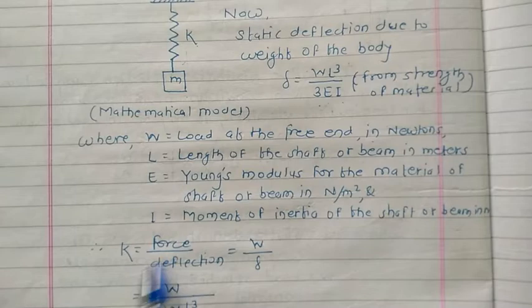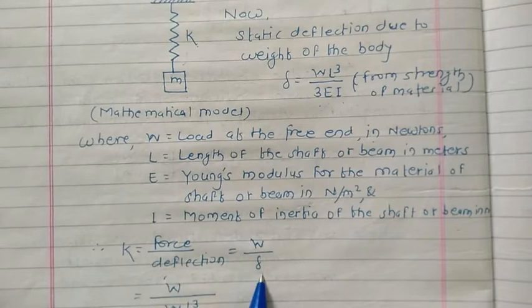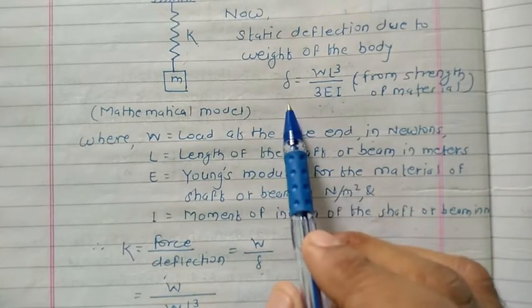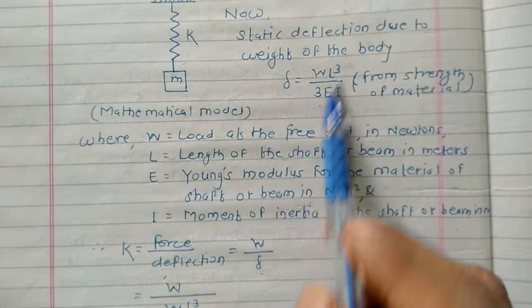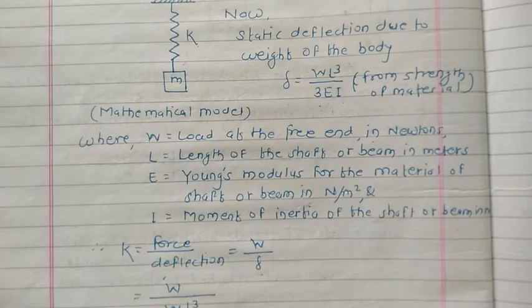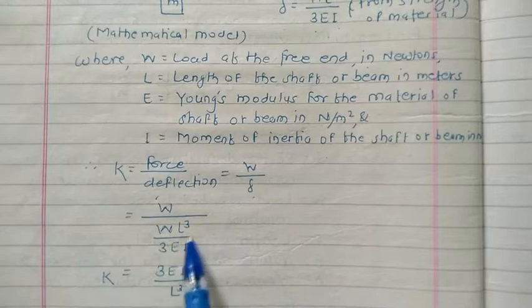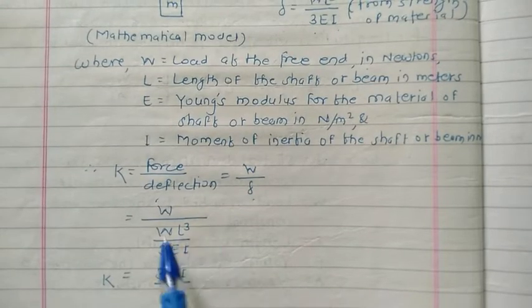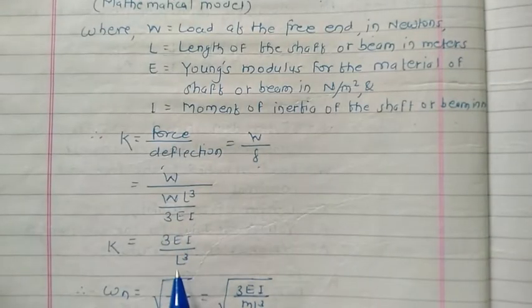Okay, so what is K? K is nothing but, as per our previous discussion, force by deflection. So force is in terms of W, and deflection again is in terms of delta. What is this delta? Already in the case of a cantilever beam, we have seen delta is nothing but W into L cube divided by 3 EI. Just replace this delta term by this term, W L cube divided by 3 EI. Here in this case W gets cancelled. So K is nothing but 3 EI divided by L cube.